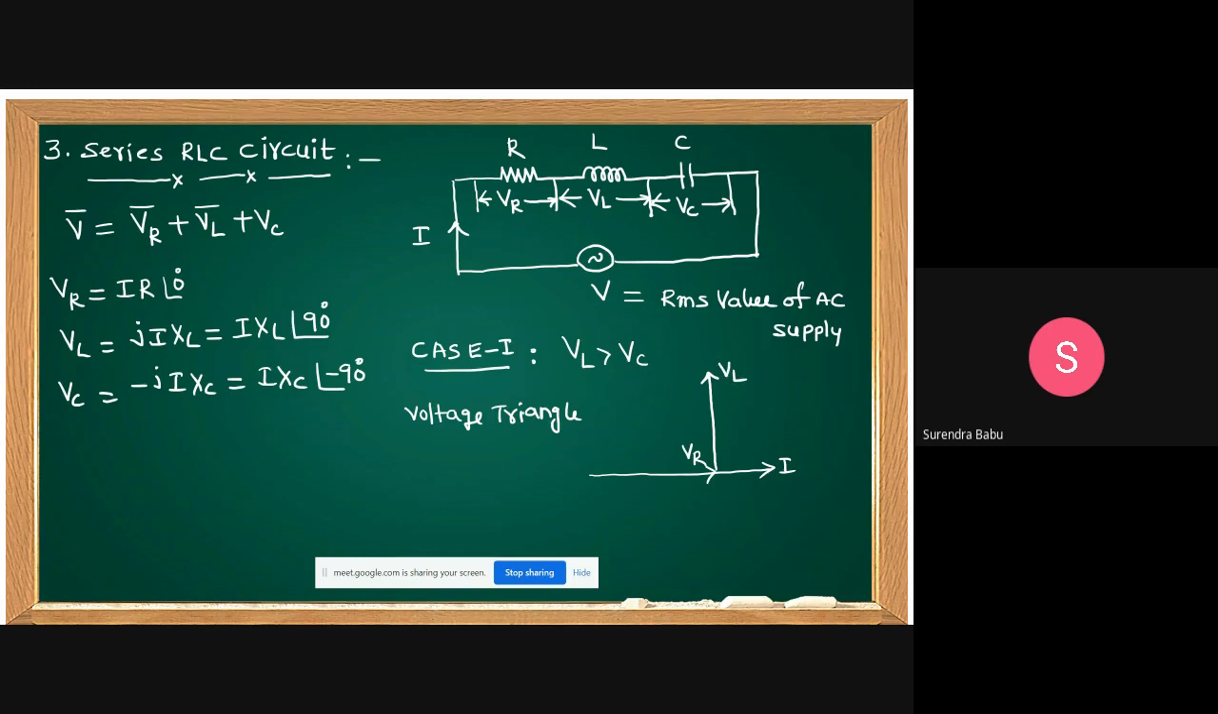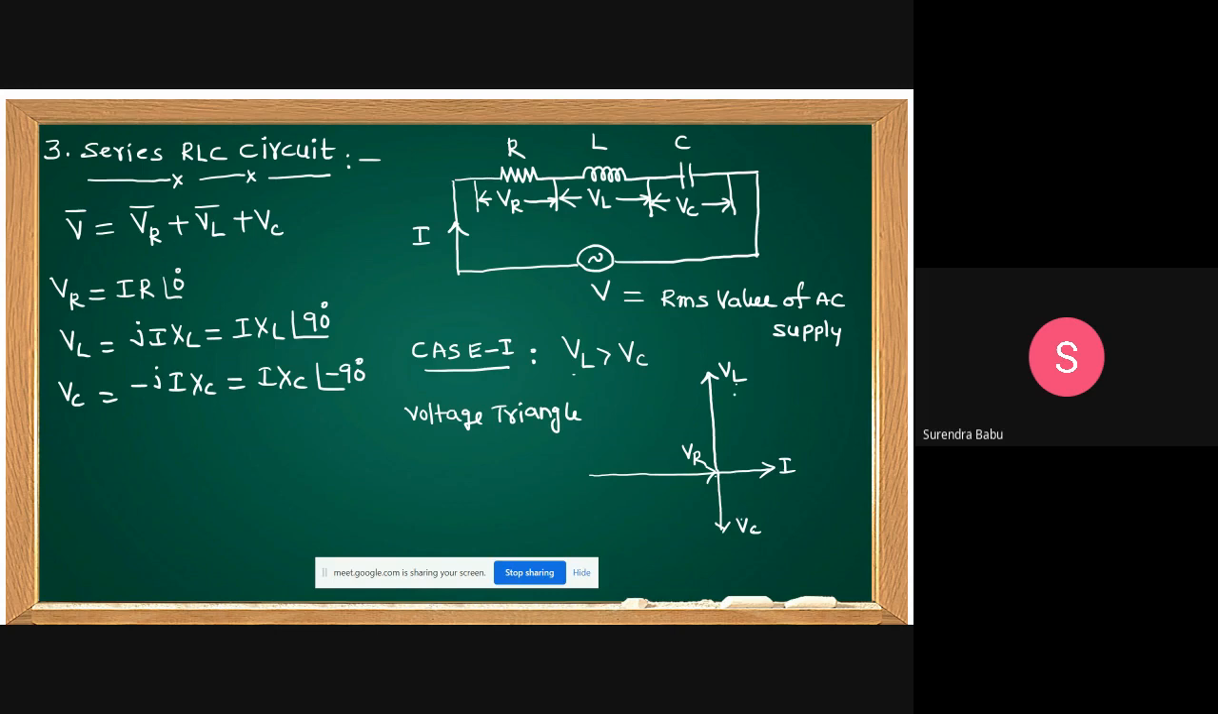But point to remember, I have taken VL greater than VC, so the magnitude of the VC vector is less than VL. Then you draw this small vector. VC is lagging. This is VC. But what is the resultant? The resultant is VL minus VC. This is VC, this is VL, and this is VR.